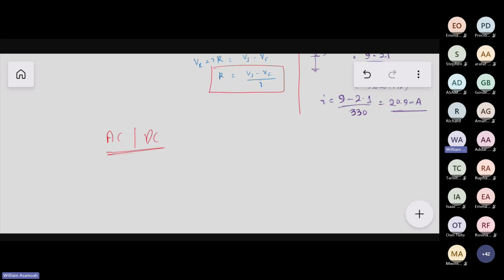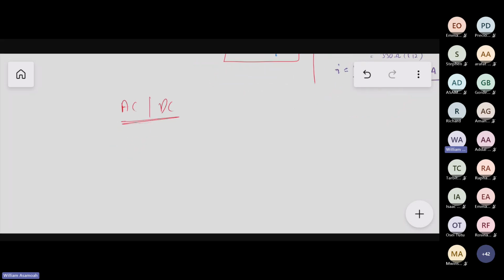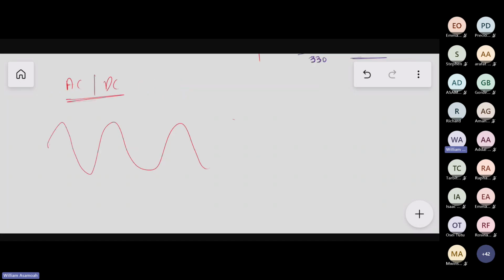So we have DC and AC. Now, the DC is what we use in our devices. I've told you that all the mobile phones, the laptops, whatever, they all use DC. But AC is what we bring to your house. You already know how the AC looks like. The AC looks like this. It's changing. And then DC looks like this.